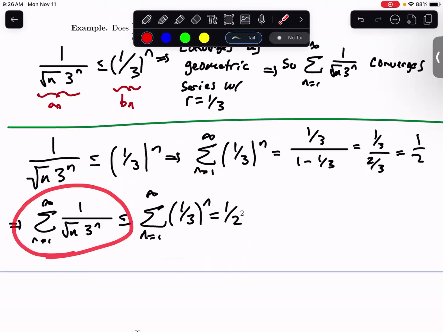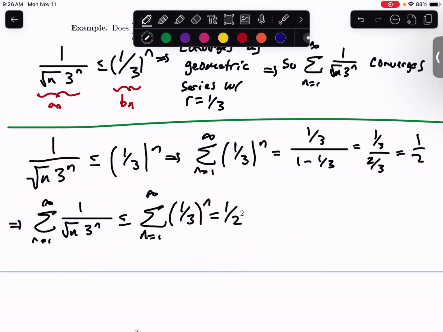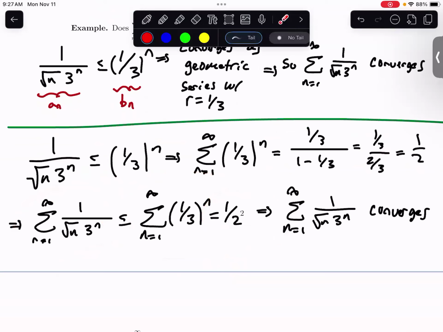So what we're saying is this series ends up being less than or equal to 1/2. And so this implies that the sum of 1 over the square root of n times 3 to the nth power, where n is equal to 1 to infinity, converges. Even then, the ultimate value here doesn't really matter. As long as it's finite, we can conclude this converges. And I guess we get an upper bound out of it as well. So we know this series is less than or equal to 1/2.